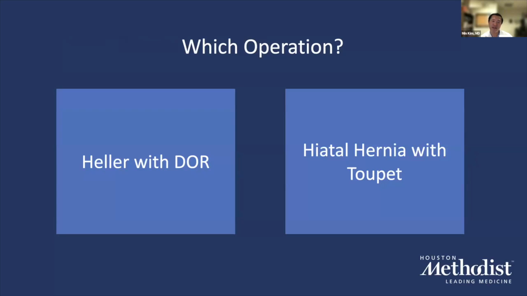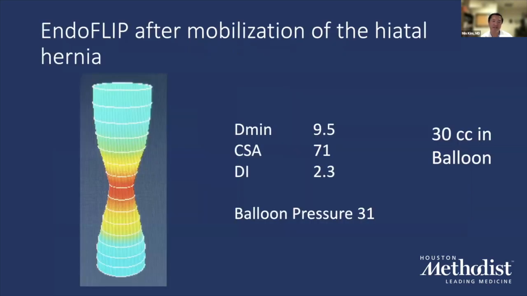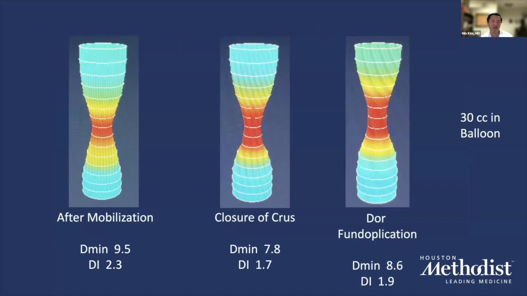What I do is go by the measurement after you mobilize the hiatus. So what I did was take care of the hiatal hernia, bring the stomach below the diaphragm, get 3 centimeters of intra-abdominal esophagus, and then measure her EndoFLIP values, and her DI is 2.3. At this point, this is consistent with her symptomatology. So we did the hiatal hernia repair with a Toupet fundoplication. This is after mobilization, closure of the crura, and then the wrap.